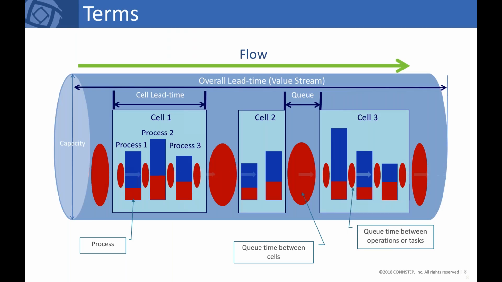So we have this slide to help just understand the terms here. This is meant to depict capacity. So it's the shape of a pipe flowing from left to right. The diameter of the pipe is capacity. The length of the pipe is the overall lead time. We have here 3 cells, 1, 2, 3. First cell you see depicted there are 3 processes, with the red being setup and blue being cycle time times demand or the load. And the red ovals are meant to depict queue time in between either processes or between the cells.